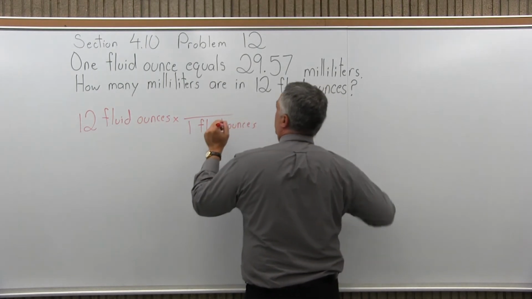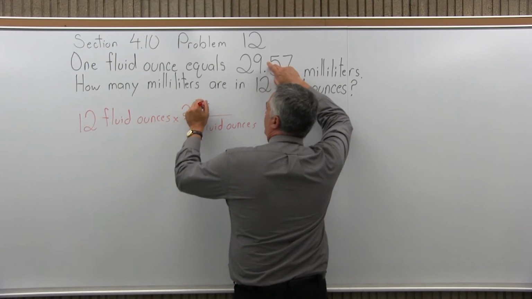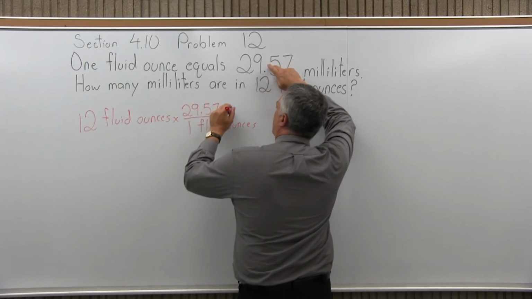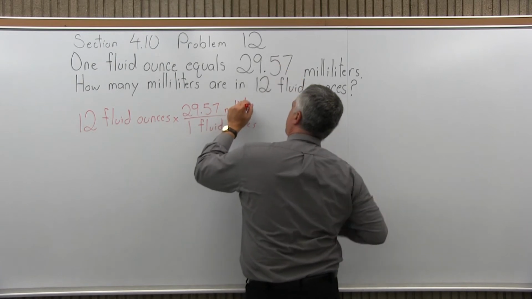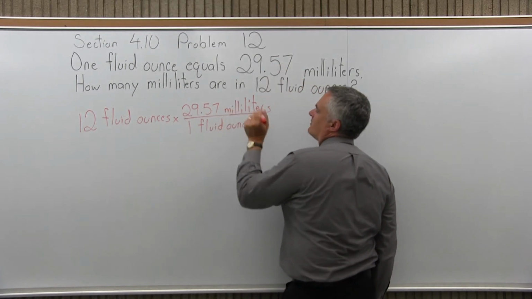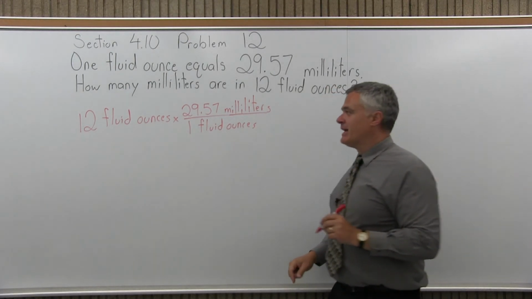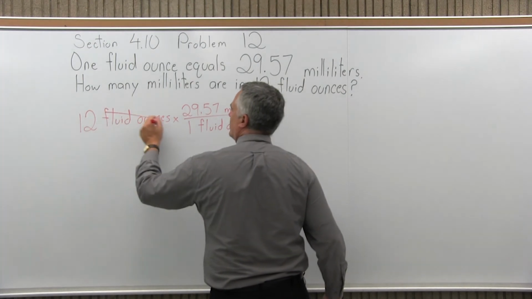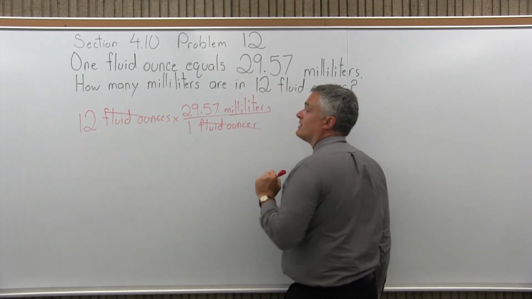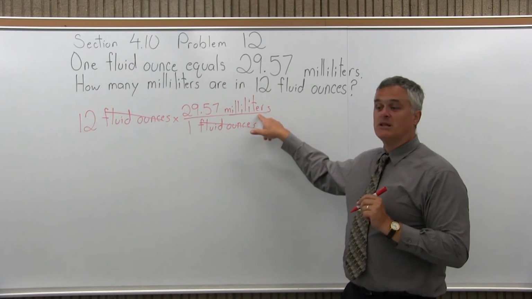And the equivalent in milliliters, according to my question here, is 29.57 milliliters. Again, these can be abbreviated to ml if you want, for milliliters. Now, when I multiply that out, I have fluid ounces in the numerator, fluid ounces in the denominator. They will cancel. And the unit of measure that I'll be left with is milliliters.